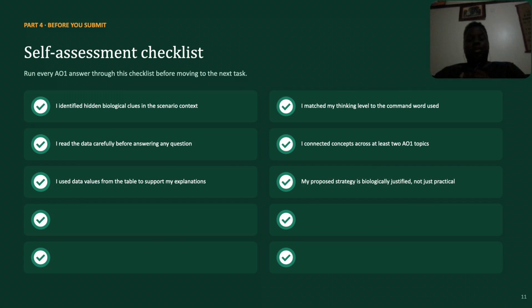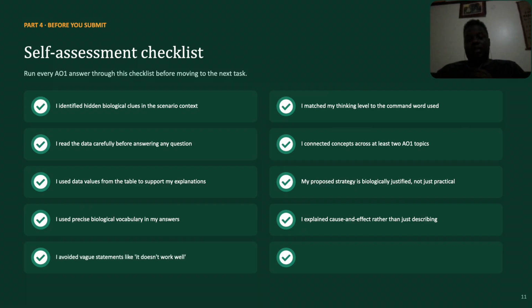Is your strategy biologically justified? Is it practical? Is it something that is founded on true biology? Okay, and the vocabulary you used, is it the correct, precise vocabulary of biology? So those are things that you can keep checking in your work and see if your work is precisely correct. Did you explain the cause and effect rather than just describing something that is happening? What is causing it? What is the effect of that particular thing that is happening? Did you explain that?